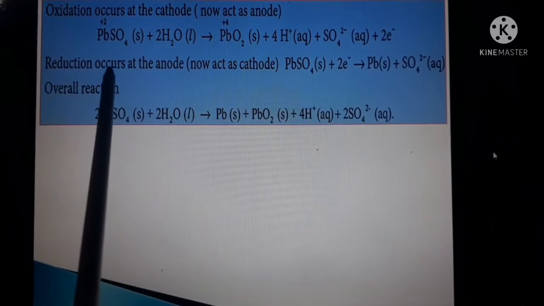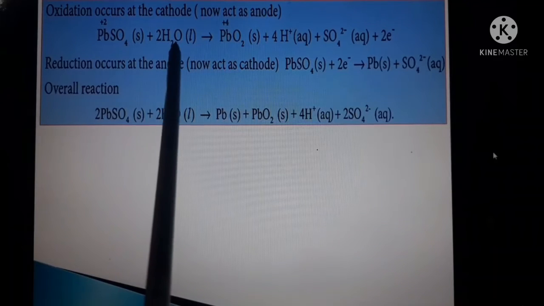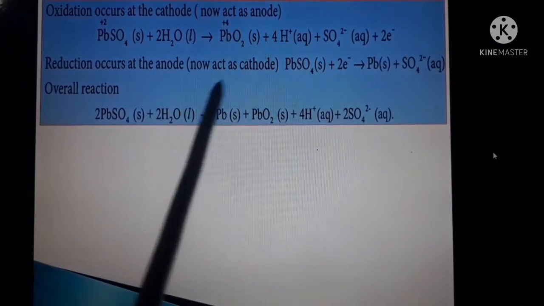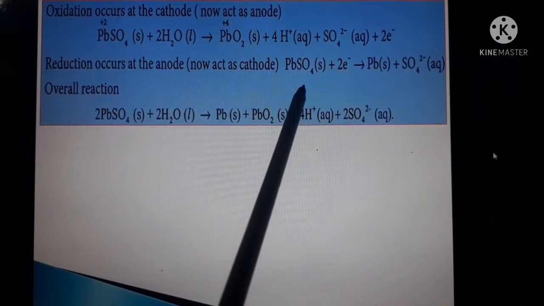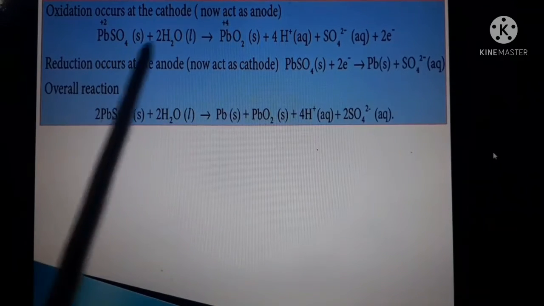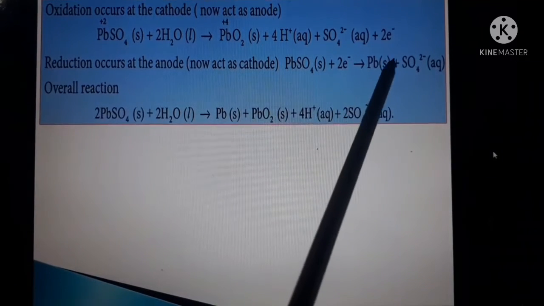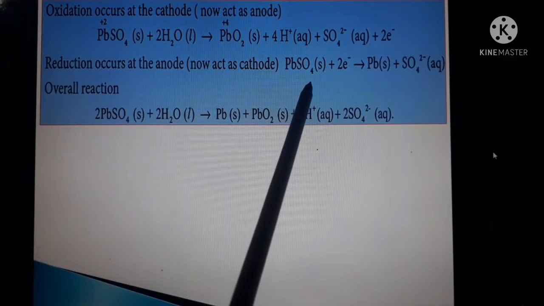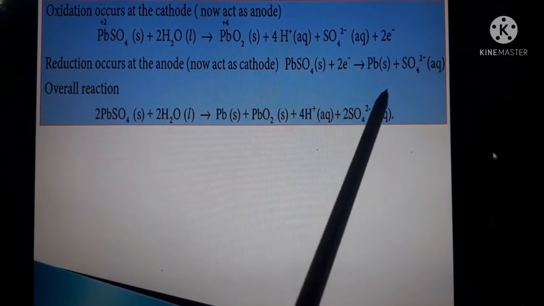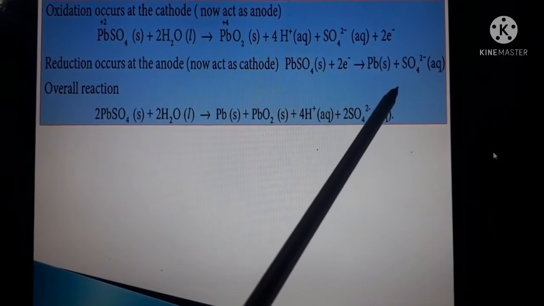Next, the cathode becomes the anode. At the anode, charging and recharging are reversed. So this is the condition. Lead sulfate plus 2 electrons. Already a lot of lead sulfate is there. Again the lead sulfate accepts the released electrons and then forms lead and sulfate ion. Again lead and sulfate are reused at the time of charging.